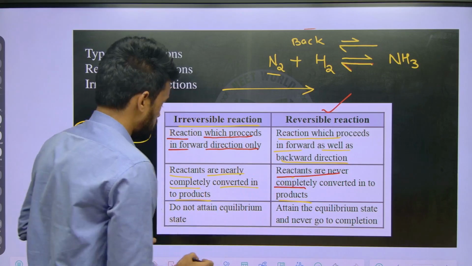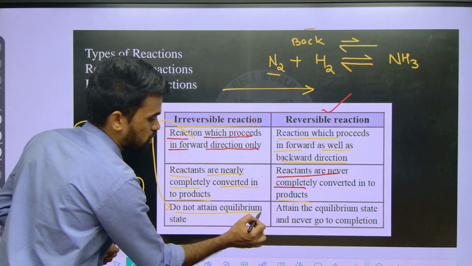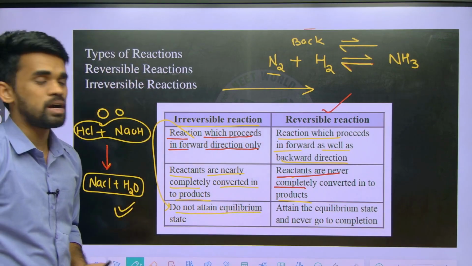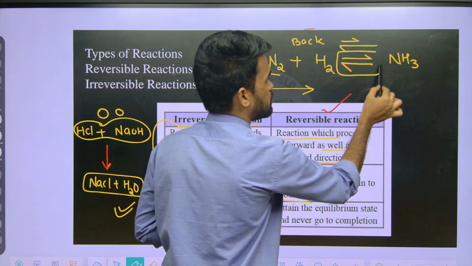Okay, next, in an irreversible reaction we will not get any equilibrium. Equilibrium, first of all, is possible only in reversible reactions.